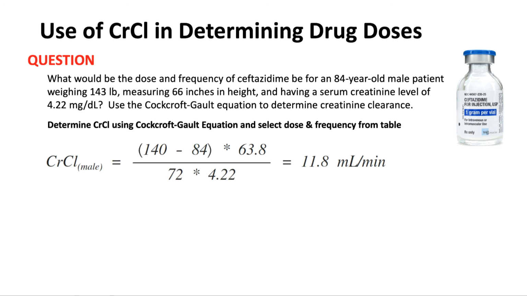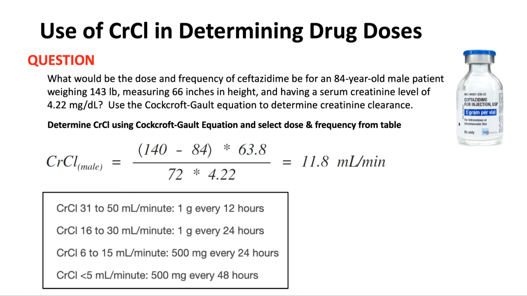Now that we've made that decision, we can actually just use the formula to calculate this patient's creatinine clearance. The formula would be, for a male patient, 140 minus their age, which was 84, times their ideal body weight, which was 63.8, divided by the number 72 times their serum creatinine in milligrams per deciliter, which was 4.22. You do all of that math, you get 11.8 milliliters per minute.